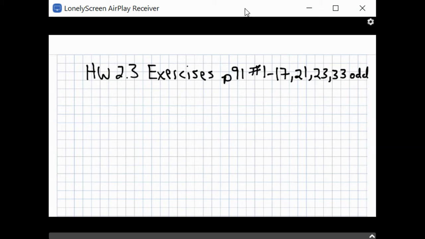Hey, all right, geometry students, welcome to the exercises for 2.3 on deductive reasoning. The full problem set is page 91, 1 through 17, 21, 23, and 33 odd.